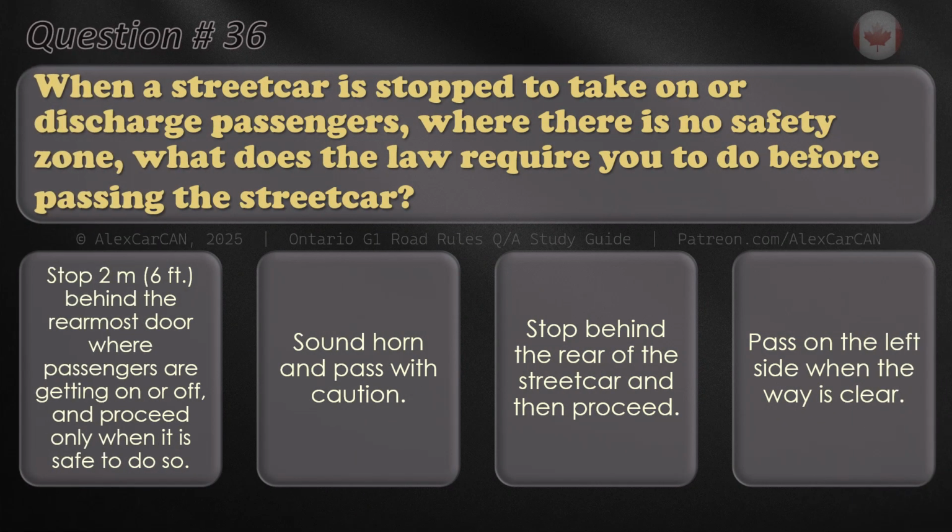Question number 36. When a streetcar is stopped to take on or discharge passengers, where there is no safety zone, what does the law require you to do before passing the streetcar? Stop 2 meters, 6 feet, behind the rearmost door where passengers are getting on or off, and proceed only when it is safe to do so. Sound horn and pass with caution. Stop behind the rear of the streetcar and then proceed. Pass on the left side when the way is clear. The correct answer is stop 2 meters, 6 feet, behind the rearmost door where passengers are getting on or off, and proceed only when it is safe to do so.